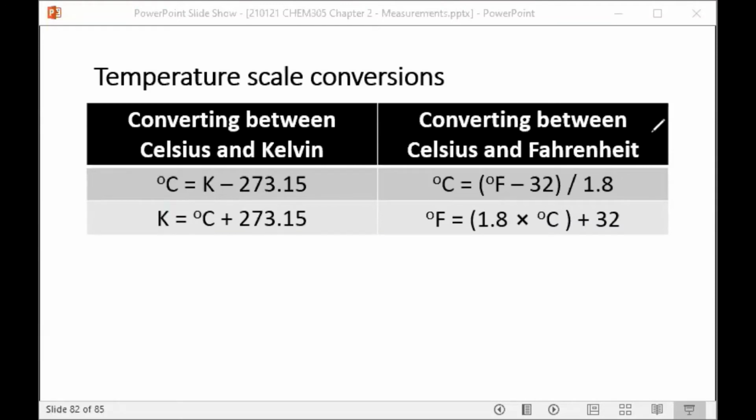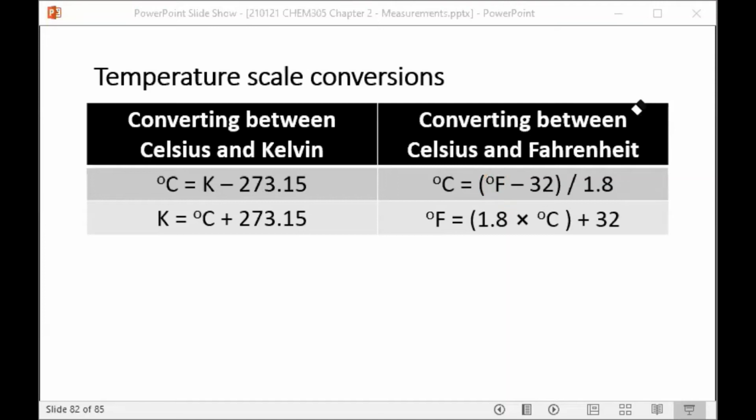Okay, for going between the English and the metric system, we convert between Celsius and Fahrenheit. So if you're starting with a Fahrenheit temperature, you subtract 32, and then you divide by 1.8. And remember that 1.8 comes from the ratio between the difference in the freezing to boiling point of the Celsius scale versus the Fahrenheit scale. So you take your degrees Fahrenheit minus 32 divided by 1.8 to calculate your Celsius temperature.